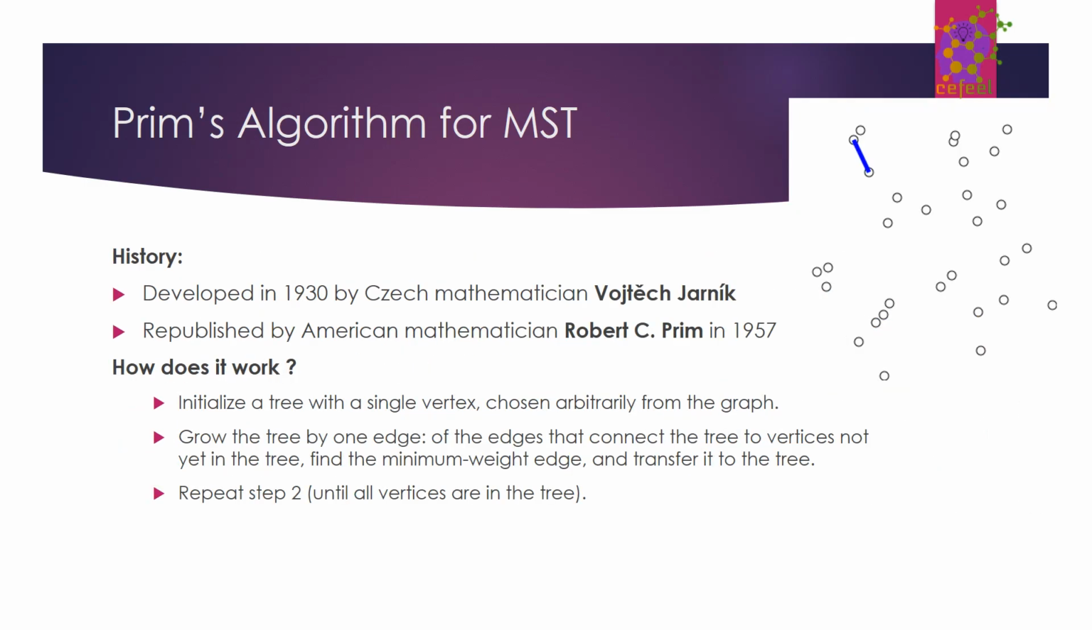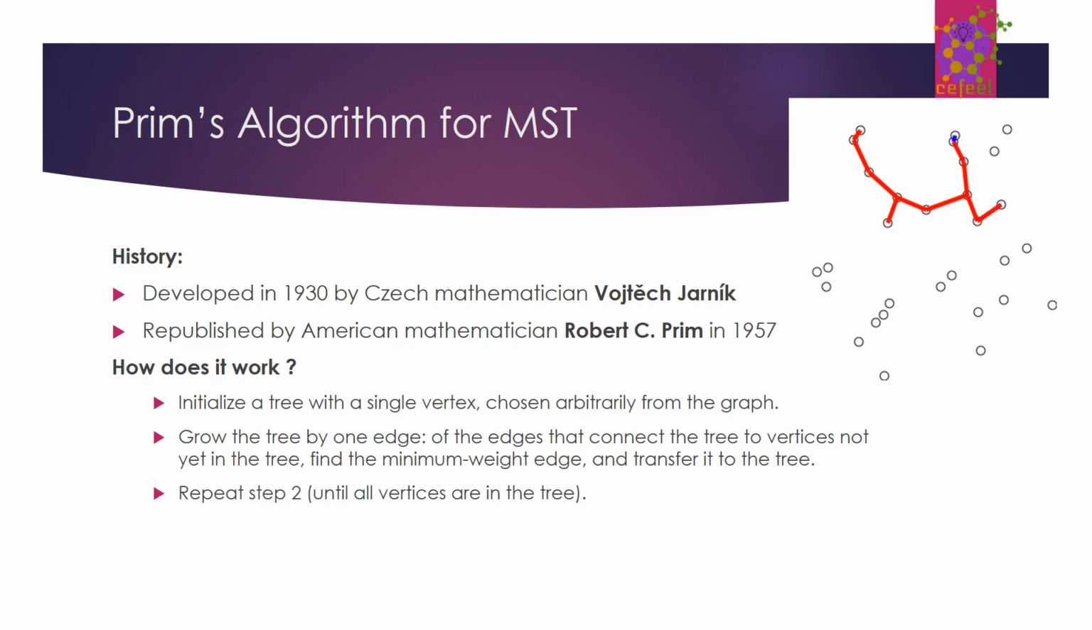So let's dive into how the algorithm works and a little bit of history about it. This algorithm was first found in 1930, quite long back, by the Czech mathematician Jarnik. In fact, that's one reason why we also call it Jarnik's algorithm. But it wasn't made available to the public until 1957, when an American mathematician, Robert C. Prim, published it.